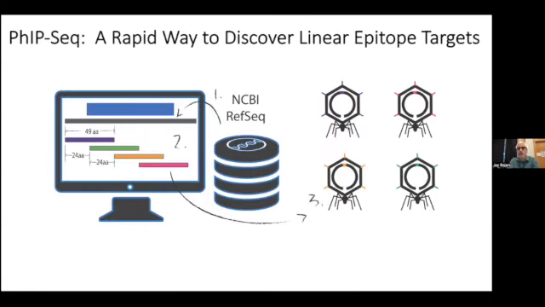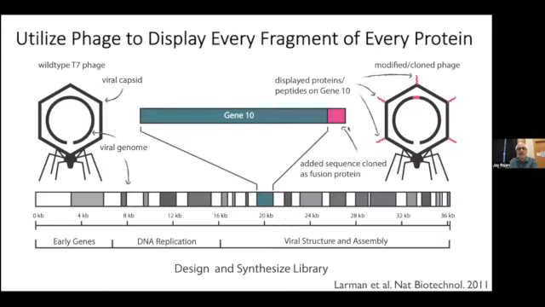So what I work on is phage immunoprecipitation sequencing, or PhIP-Seq. What this really is at its core is a very effective and rapid way to discover antibodies that target linear epitopes. And at the core, I mentioned the genetic pliability of phage, and that's really what makes PhIP-Seq, or really any phage display technology, work.